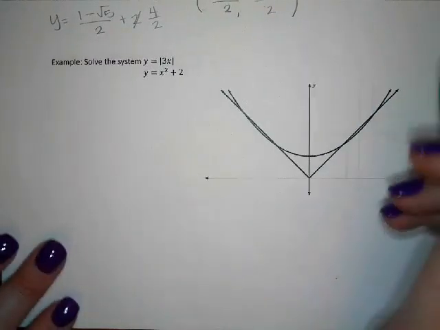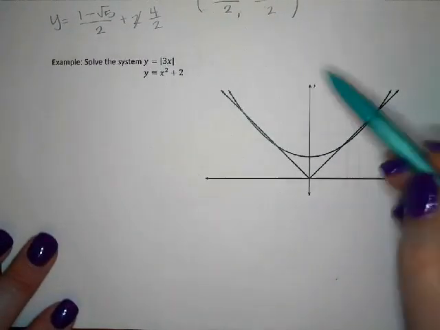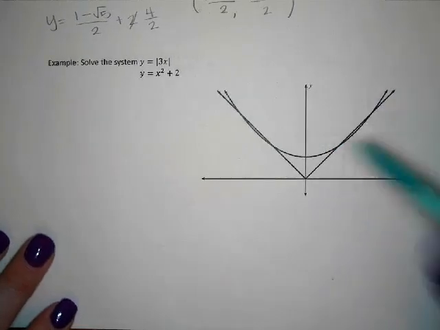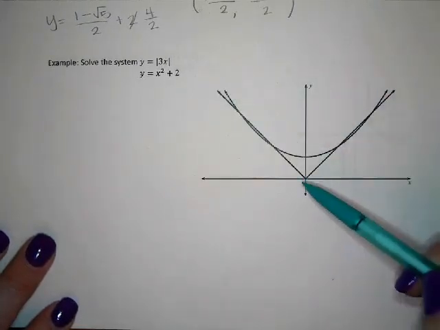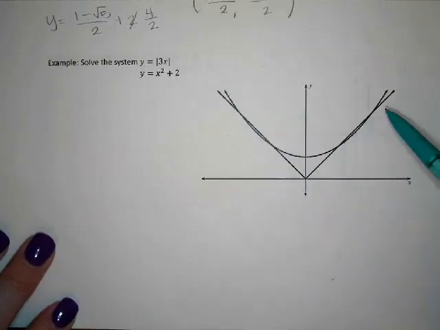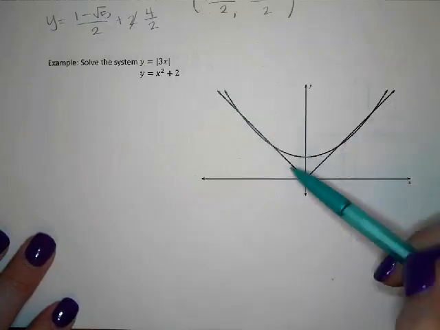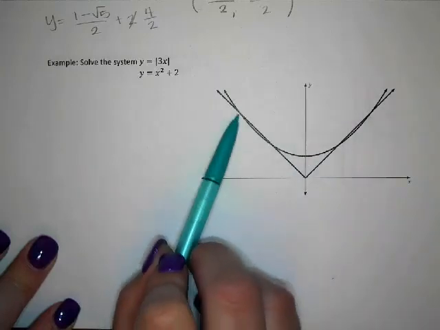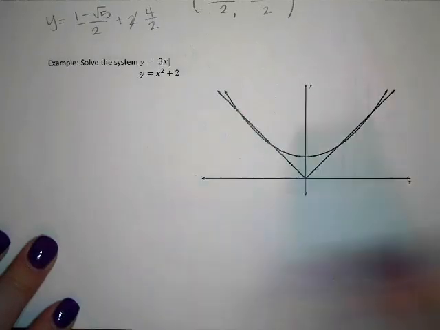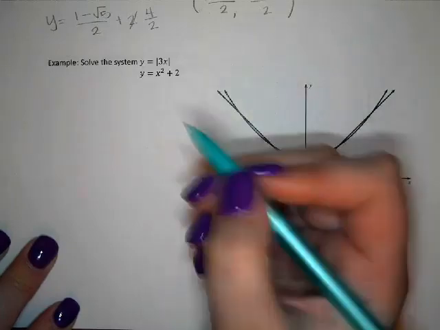Okay, let's try the next problem. So this one has two nonlinear equations. You have a parabola and you have an absolute value graph. And I really had to zoom in and make this scale kind of wonky so you could see all the solutions. But there's actually 4. There's 2 here and then 2 over there. So we're about to find a lot of answers.